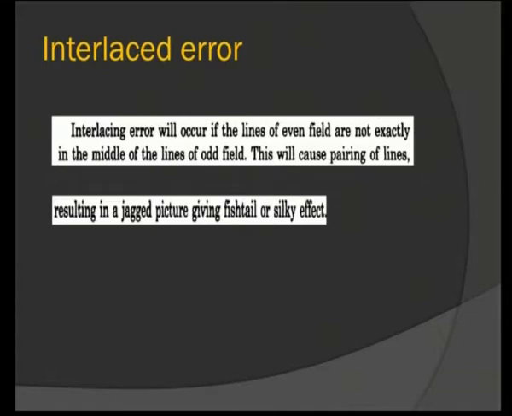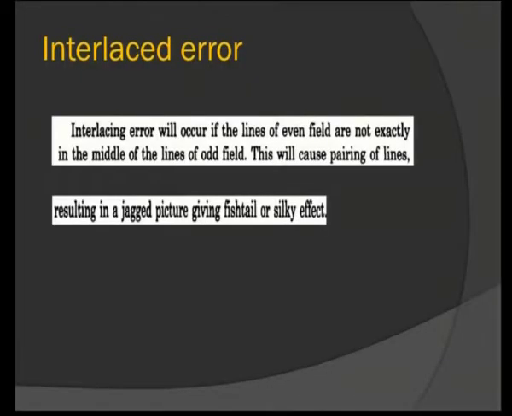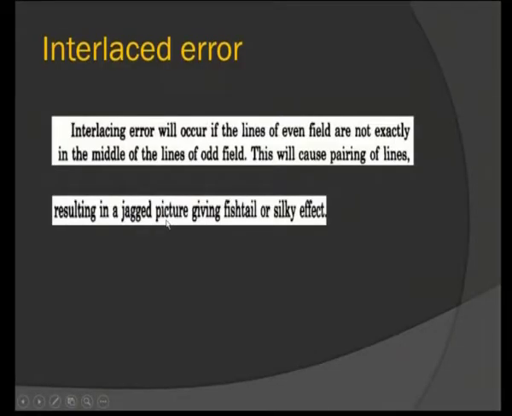Of course, there will be errors in interlaced scanning also. So, what will the error be? Interlacing error will occur if the lines of even fields are not exactly in the middle of the lines of odd fields. So, evens and odds should be placed properly. If they are mismatched, there will be an error, called interlaced error. This will cause pairing of lines, resulting in a jagged picture giving a fishtail or silky effect.